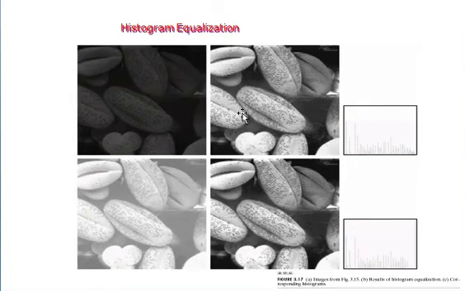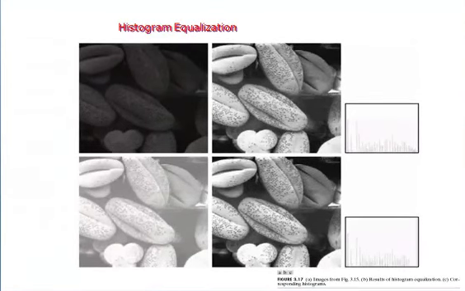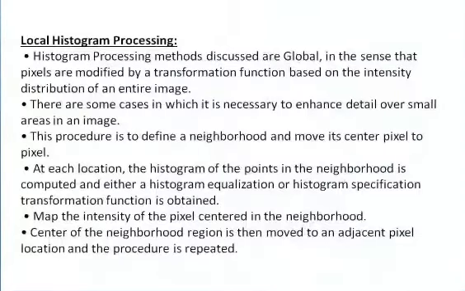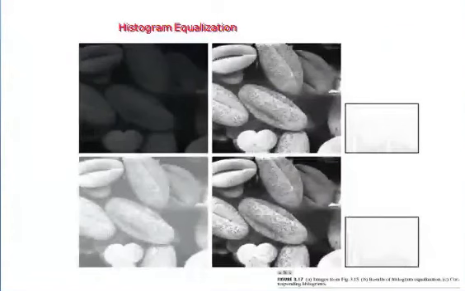Which one is better among these two? This one. Now coming to this bright image. Observe this one, and observe the histogram also. And now see this. In this way, you can observe the low contrast image case also. So that is the histogram equalization.